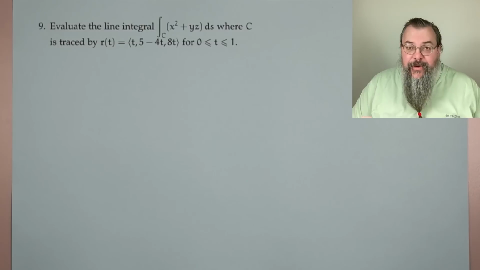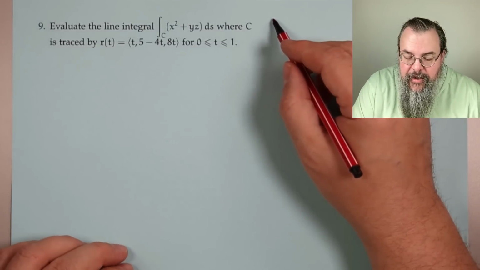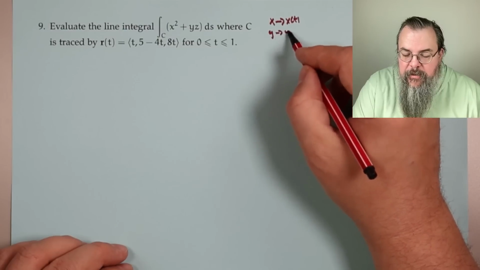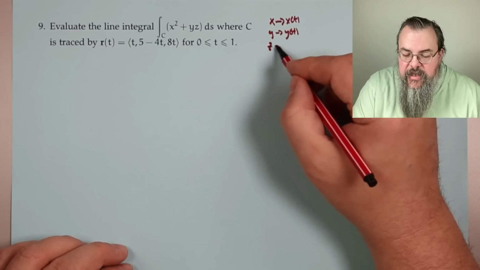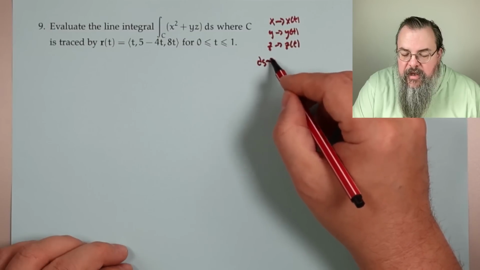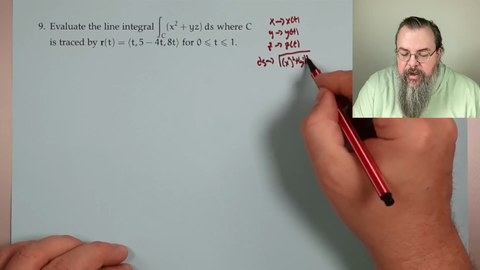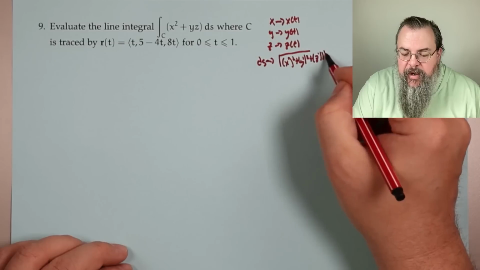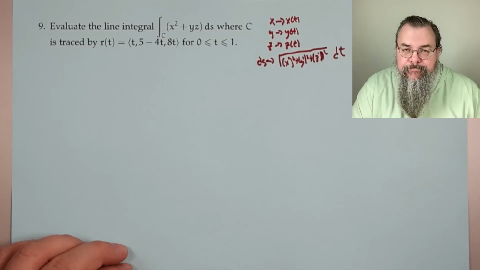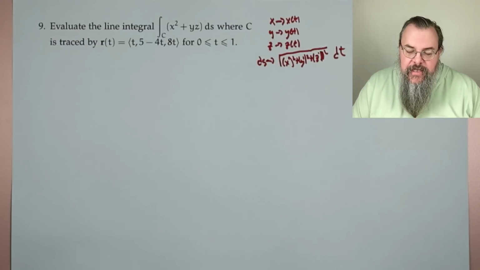This is a straightforward line integral, which means we're going to take our x, replace it by our x of t, our y is going to become our y of t, our z is going to become our z of t, and then our ds is going to become the square root of x prime squared plus y prime squared plus z prime squared dt. Okay? So that's what we're doing. All right, well, let's begin.